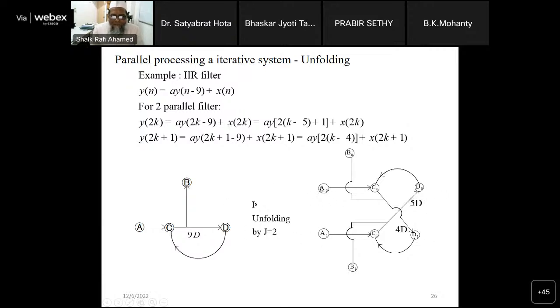A source. This will give the x of n. X of 2k, x of 2k plus 1. A0 will give x of 2k, A1 will give x of 2k plus 1. This C0, C1 are adders, D0, D1 are multipliers.